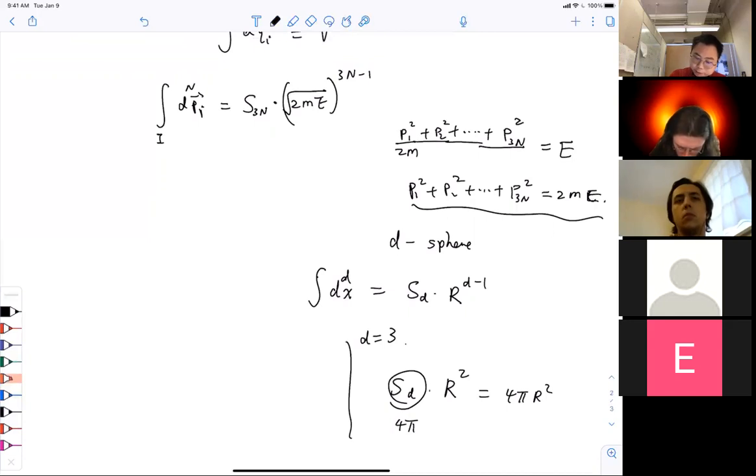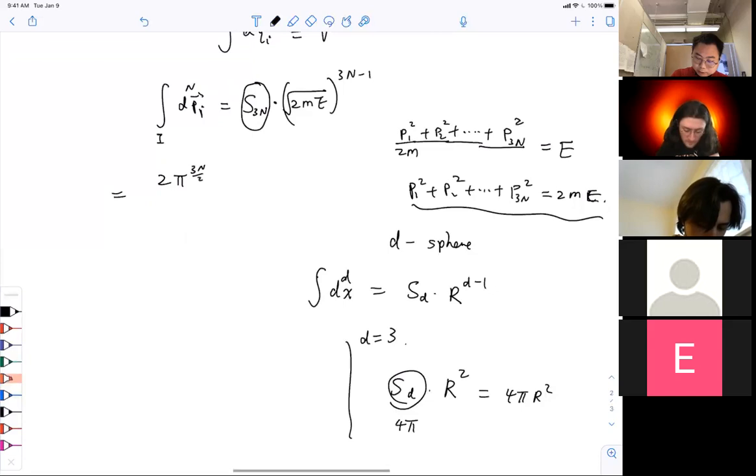And there's a formula for this solid angle in D dimensions in general. Of course, you can derive it by yourself, but I don't think it's necessary. It's just a pure math result, so I just gave it to you. It is given by 2 pi to the 3n divided by 2, over (3n divided by 2 minus 1) factorial.